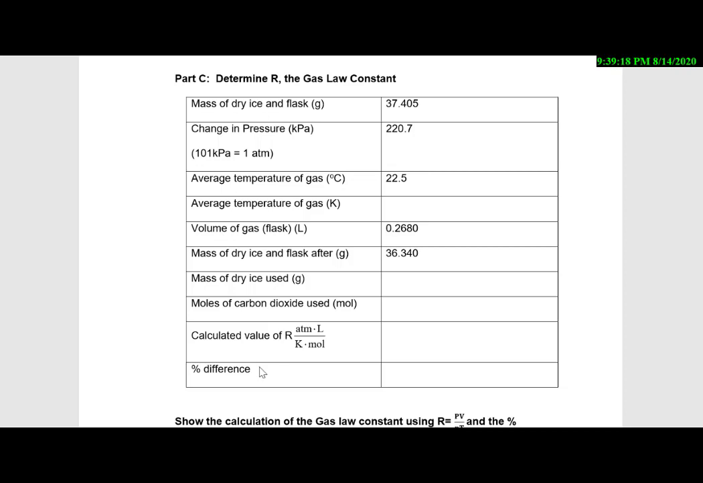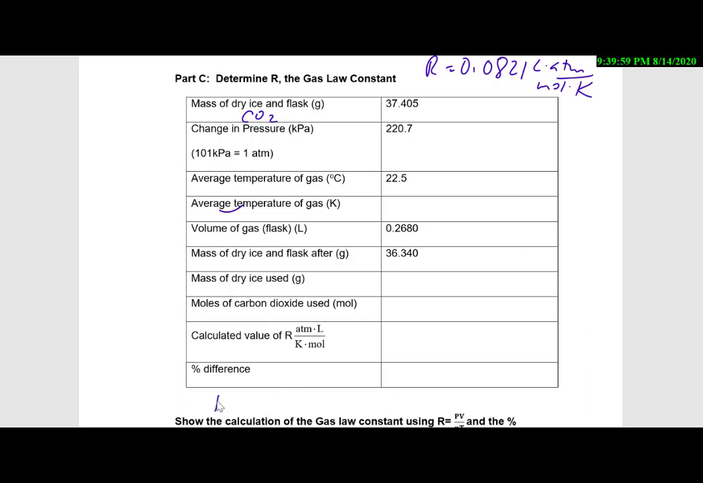So here what you're doing is you're actually calculating R. We know that R has a value of 0.0821 liters atmospheres over mole Kelvin. But what we're doing here is you would have taken carbon dioxide and allowed it to sublime and then measured the pressure that was produced. So one thing that's helpful to know is that dry ice is CO2. That's its formula.